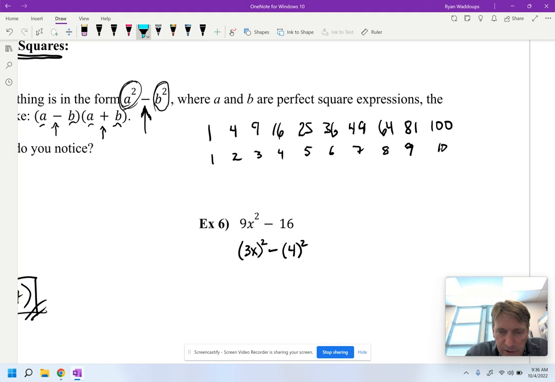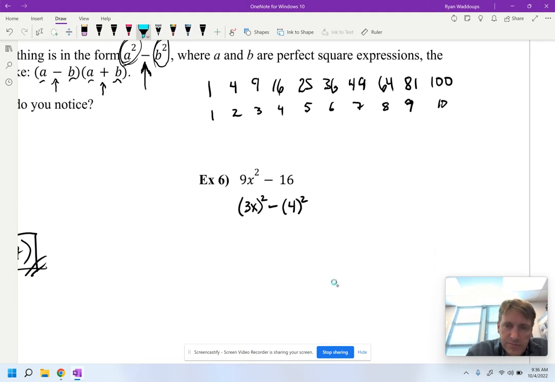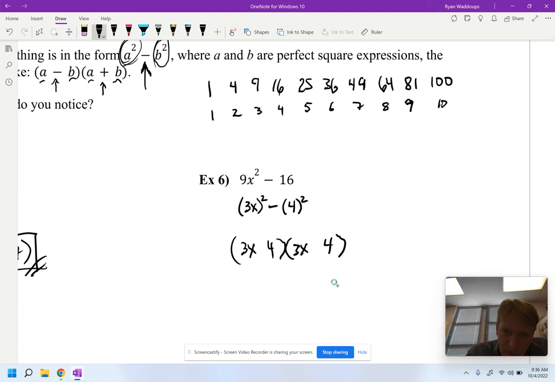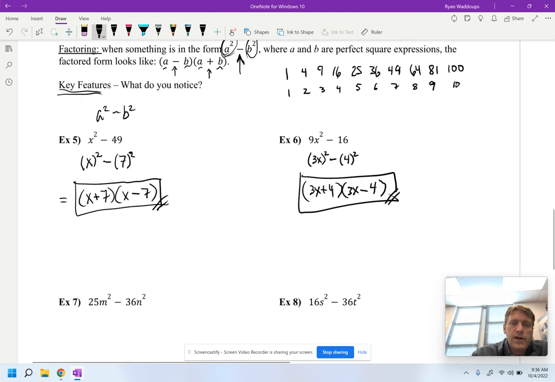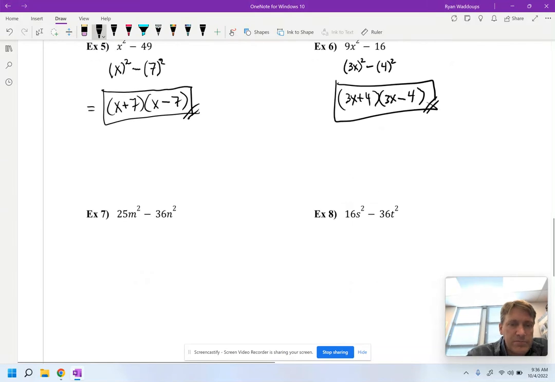So now that I've written it as a difference of squares here, I can then go to this and say, okay, I've got two pairs of factors that these are going to look like: 3x and 4, 3x and 4, but one of them is plus and the other one is minus. And so that's what this looks like factored. All right, let's look at number 7.